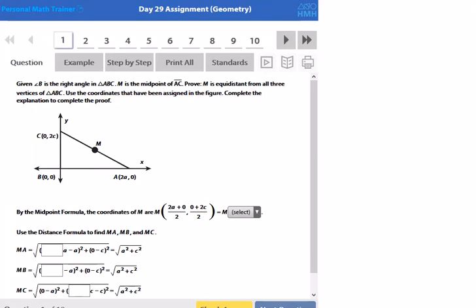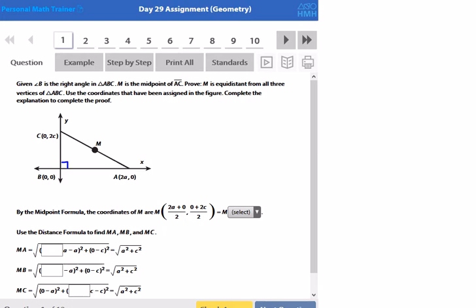Here's some examples from the day 29 assignment. In this problem, it says given angle B is a right angle, so they're telling us this is 90 degrees. M is the midpoint of segment AC. Prove that M is equidistant from all three vertices of A, B, and C. Use the coordinates that have been assigned in the figure to complete the explanation.